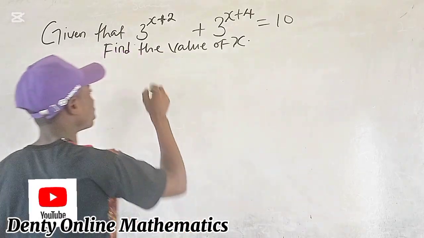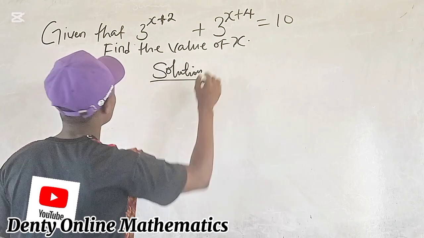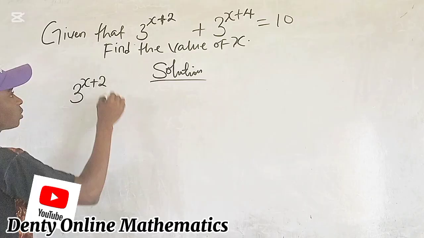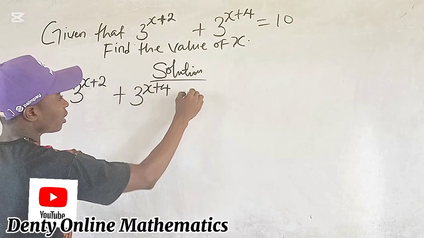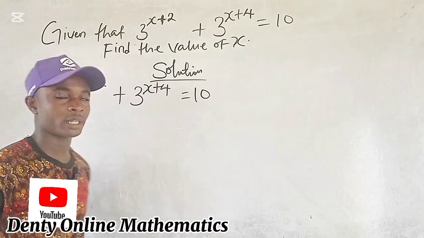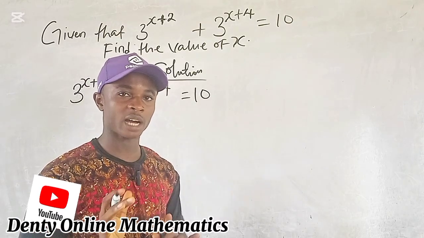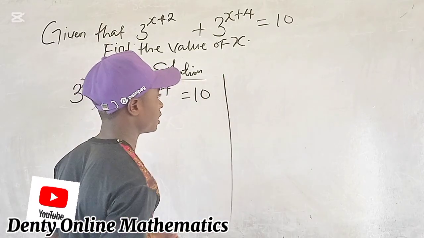Now here is the solution to this problem. We have 3 raised to the power of x plus 2 plus 3 raised to the power of x plus 4 equal to 10. Now I'm going to use the law of indices to break this down to be very simple. Now this is how it is.